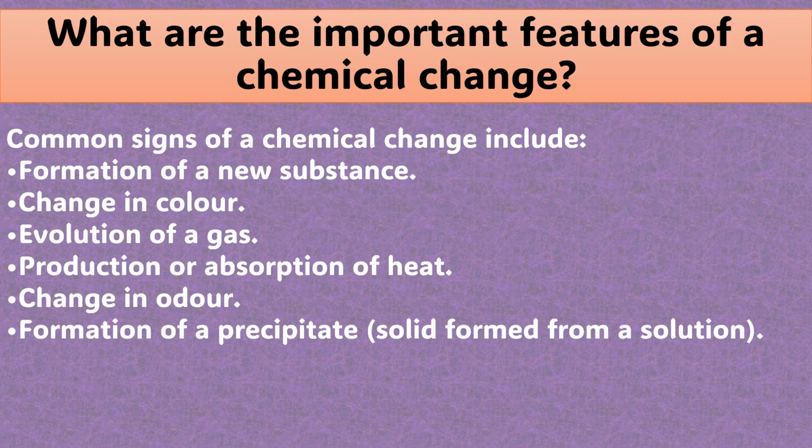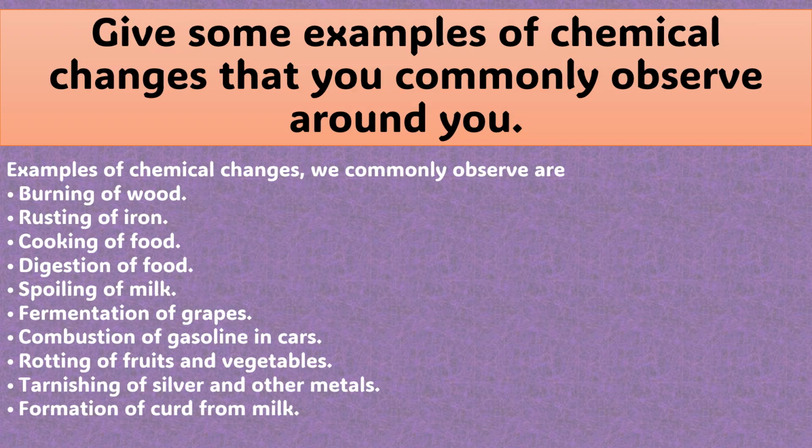Question number 19. What are the important features of a chemical change? Answer. Common signs of a chemical change include formation of a new substance, change in color, evolution of a gas, production or absorption of heat, change in odor, formation of a precipitate, a solid formed from a solution.